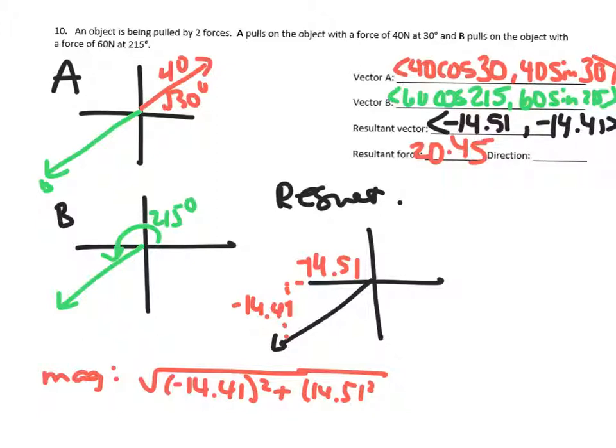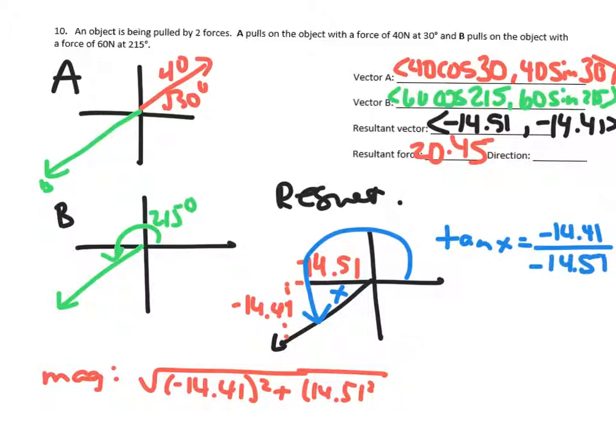And then my direction, again, I need to know what this angle is, so I've got to figure out what x is and then add 180. So my tangent is my opposite over my adjacent, which means x is going to come out to about, hold on, I didn't write it down on my paper, so let me try it on my calculator. Second tan, 14.41 divided by 14.51, oops, comes out to about 44.8 degrees.